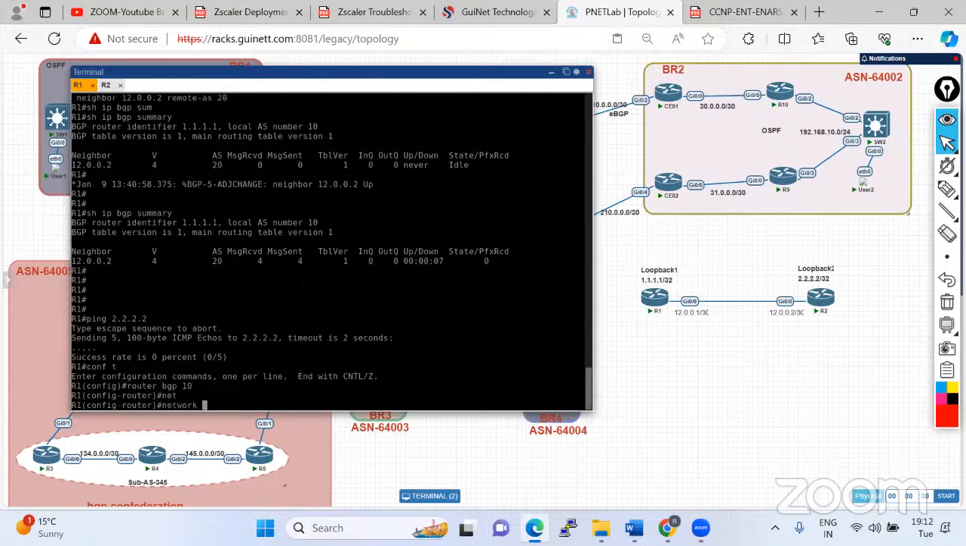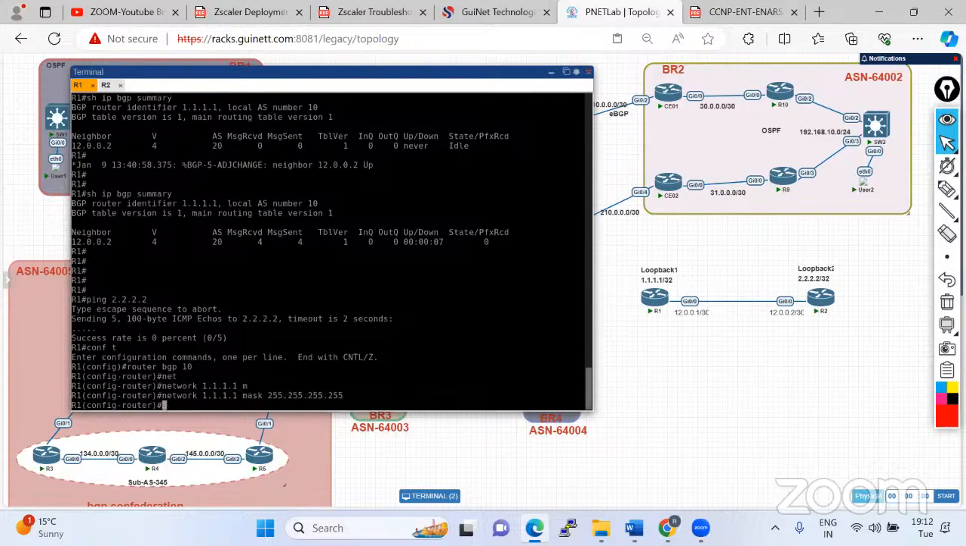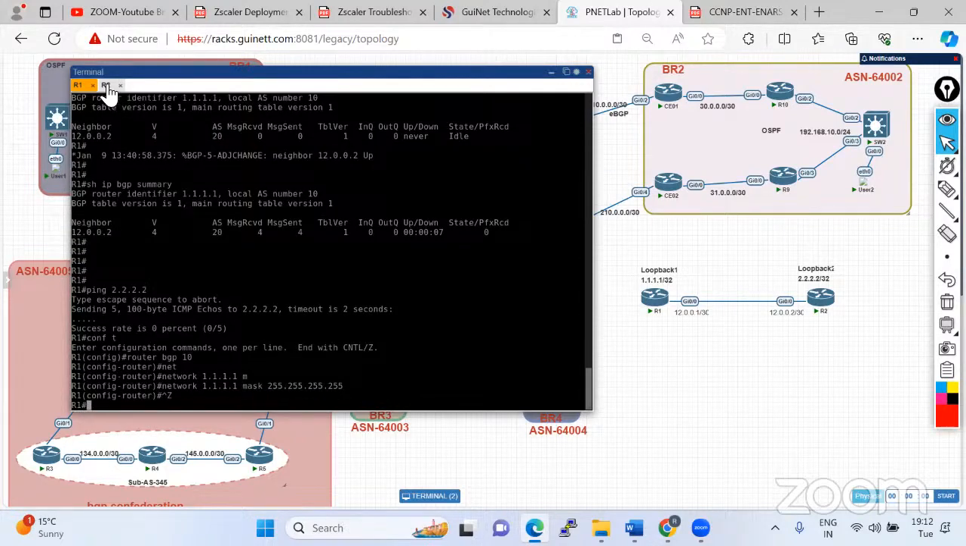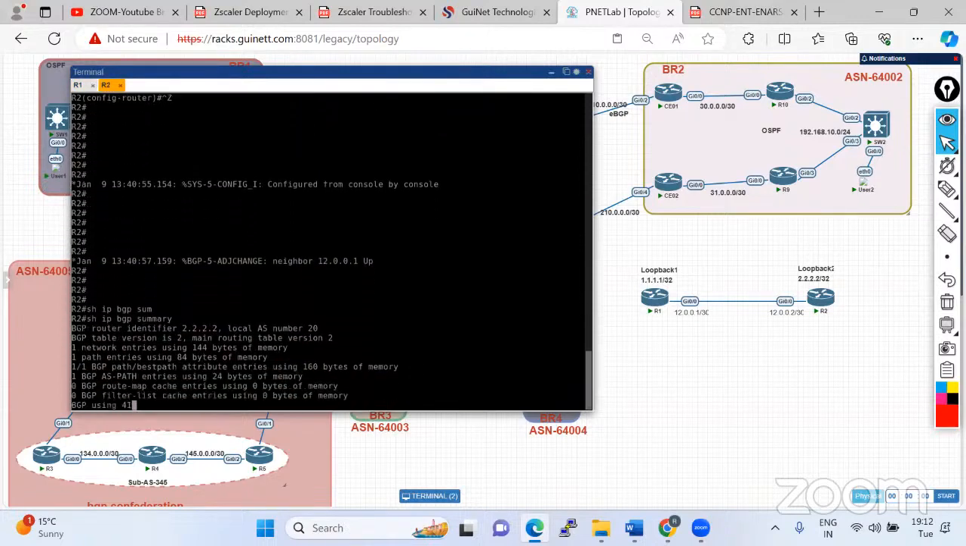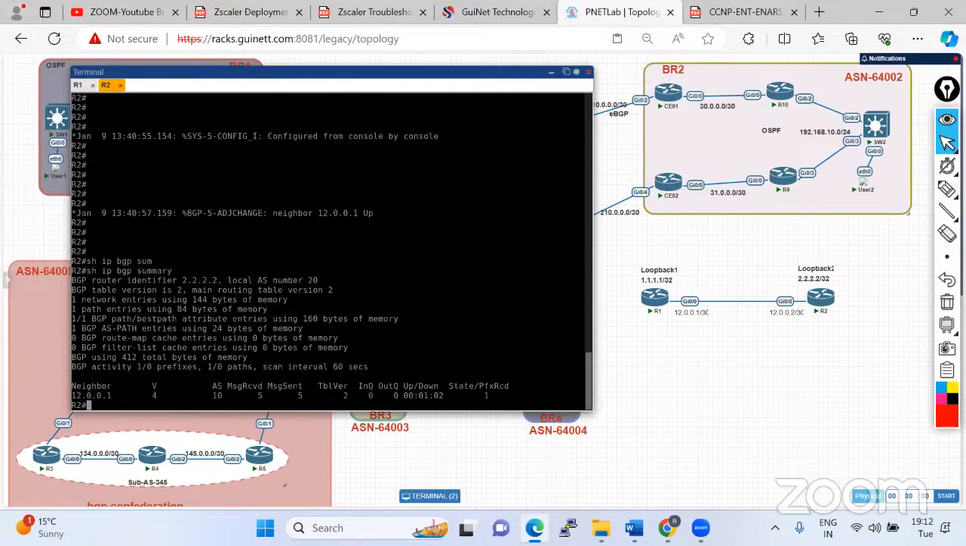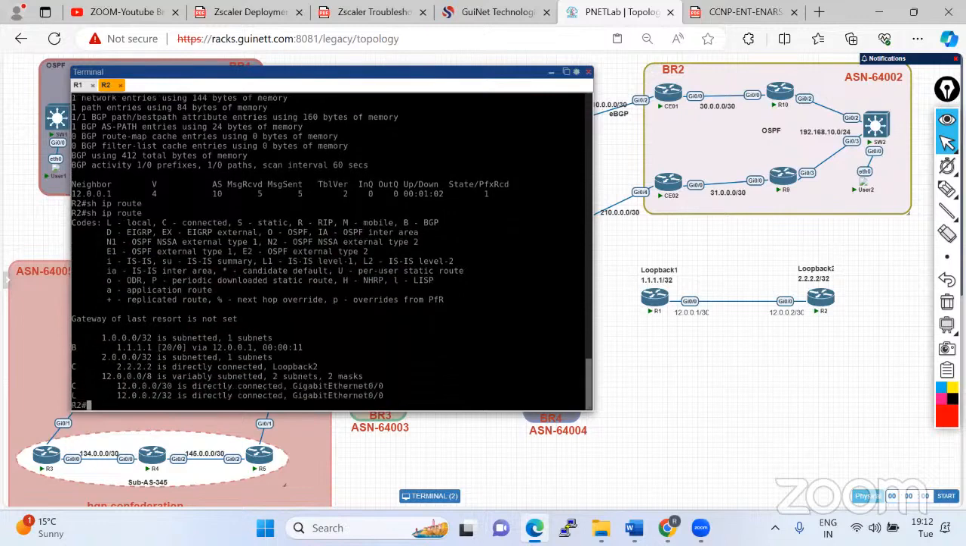So you just have to go in the network 1.1.1.1 and mask. You just have to put the loopback mask. The moment you run this command, right now you can see in show IP BGP summary, earlier it was not showing any route, but now it starts receiving a route. You can see. So you will start getting a route of the one subnet via BGP. See, this is the B route.